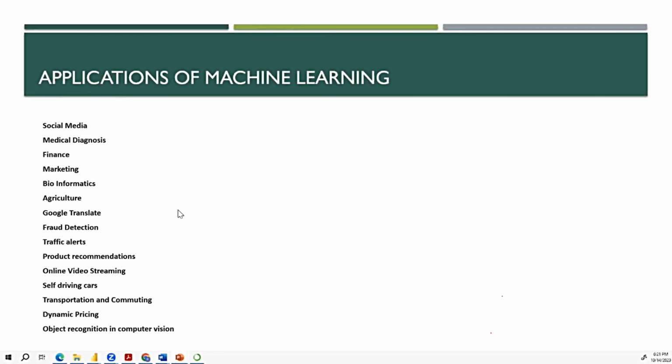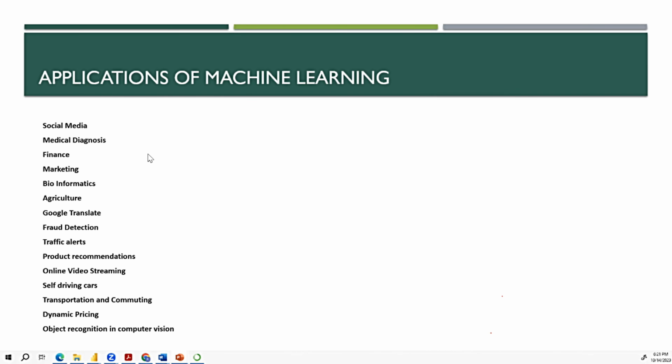Now the next thing is application. In case of application, I just wanted to tell you that in almost every area, applications of machine learning are there, whether it is social media, medical diagnosis, finance, marketing, bioinformatics, agriculture, traffic alerts, dynamic pricing, like that. In multiple scenarios, you can use it.